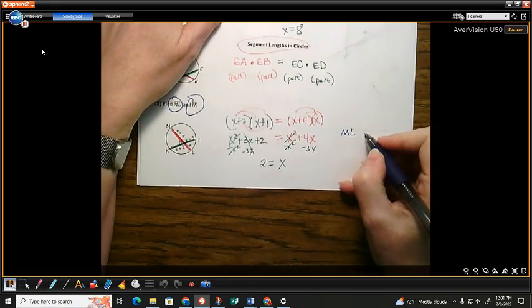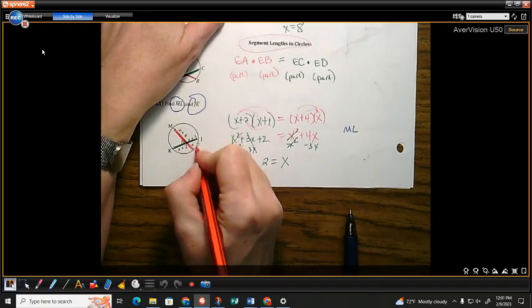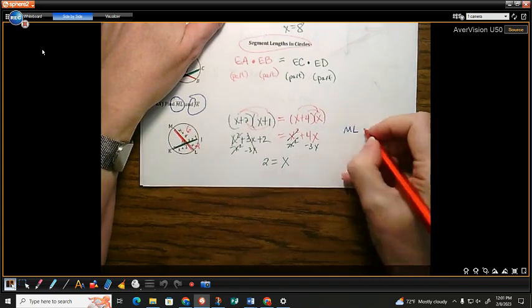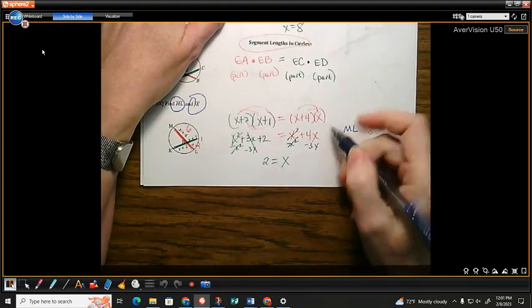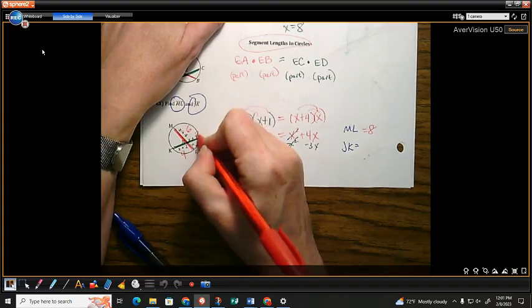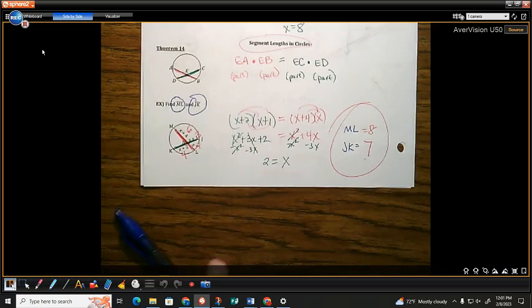So for ML, I would need to add up x plus 4 and x. Well, x is 2. What's x plus 4? 6. So how much is ML? 8. And then JK is going to be 4 and 3, which is 7. That would get you all your points. Literally all 5? All 5. That would be a 5-point problem on a test, and that's how I would break up the points.